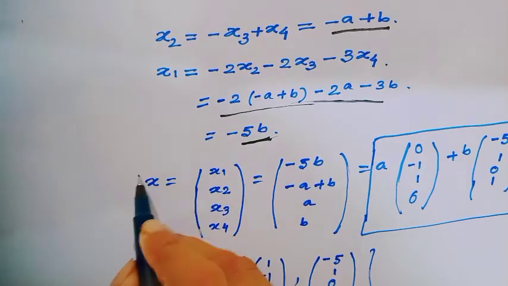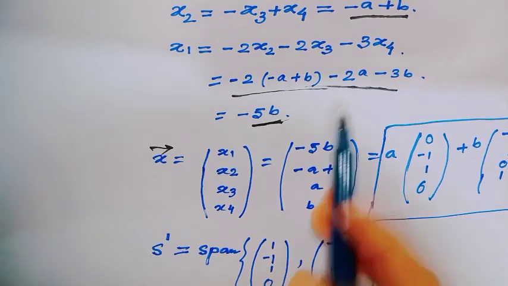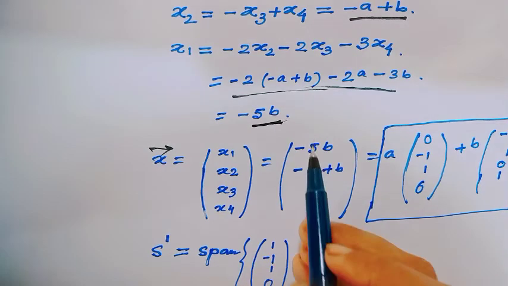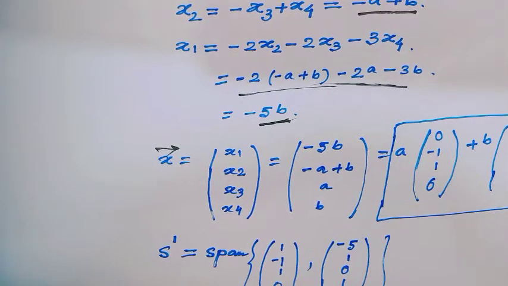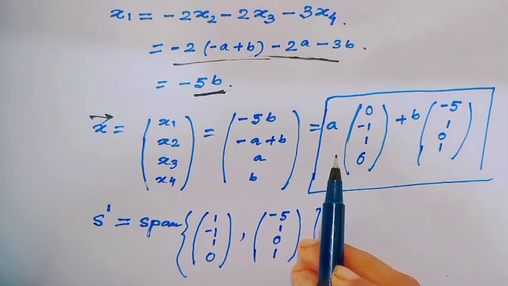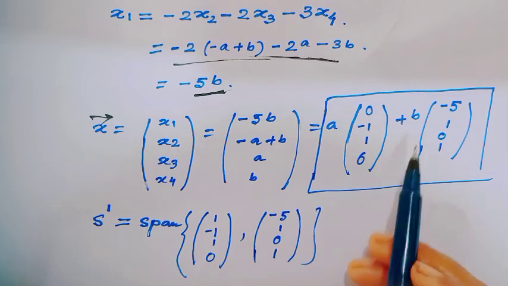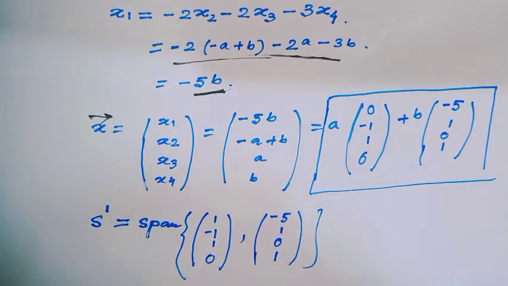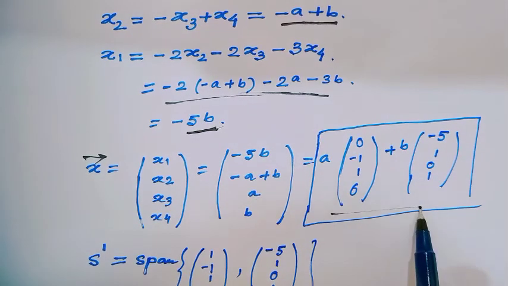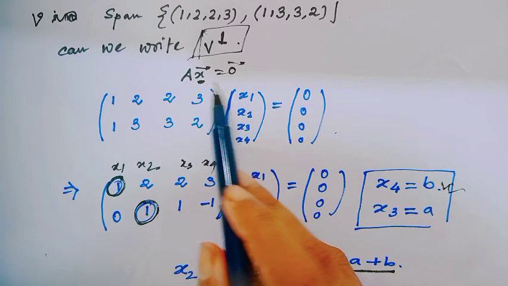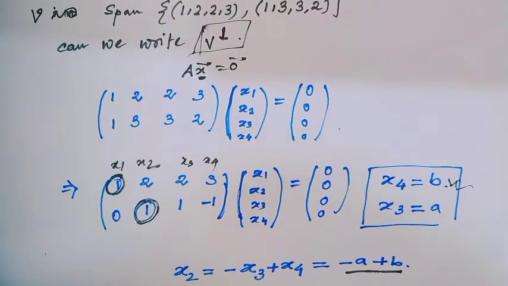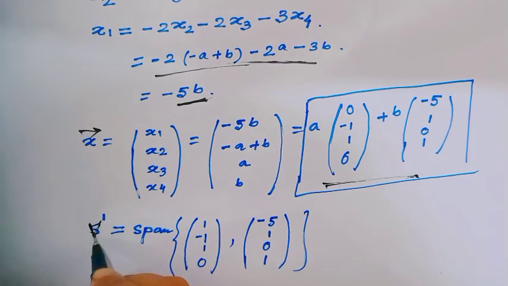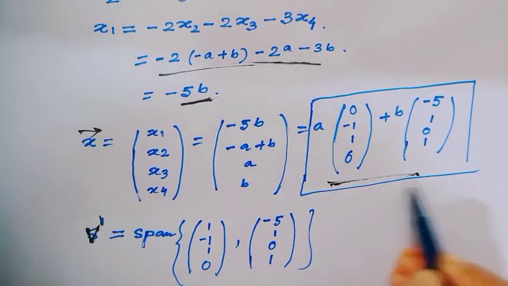Then the vector x is written as: put the values, x2 equal to minus a plus b, x1 equal to minus 5b, a, b. That means vector x is generated by a times (0, minus 1, 1, 0) plus b times (minus 5, 1, 0, 1). Therefore, this is the solution of the null space of the matrix. So this is actually the V perp part, which is spanned by these two vectors.